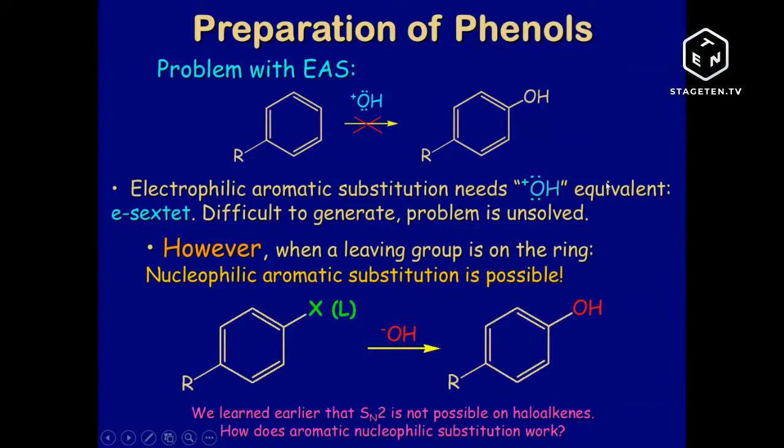Now, how do we prepare phenols? So, phenols, you can't just prepare them using electrophilic substitution. Mainly because OH plus is not possible. You have never seen a positive hydroxyl group. Now, if you have never seen a positive hydroxyl group, what does that mean? It means that you can't use it for an electrophilic aromatic substitution.